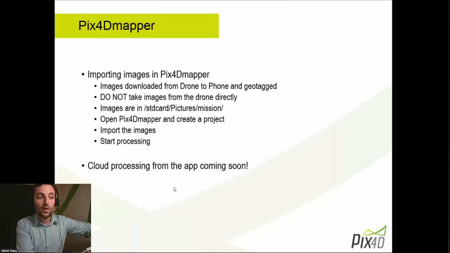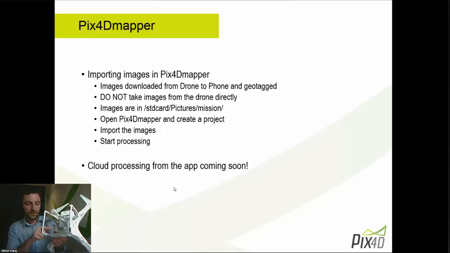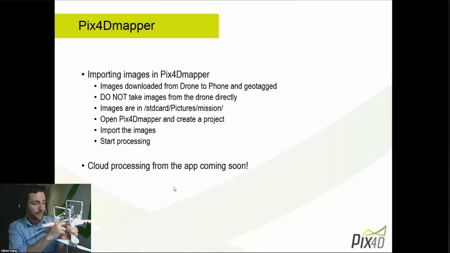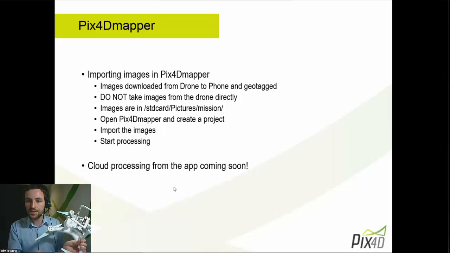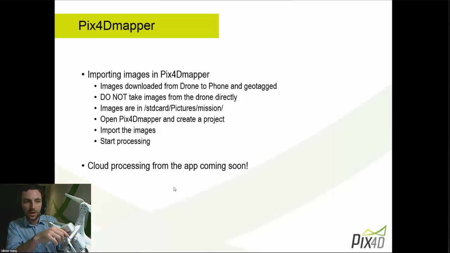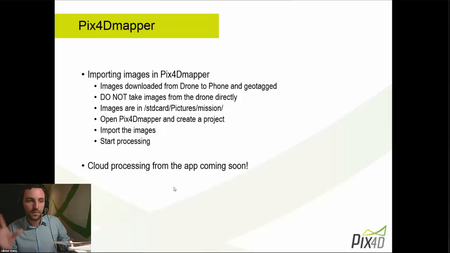The images are also saved on the SD card. However, the pictures are not geotagged correctly because they are geotagged directly by the drone, and the geotags are of very bad quality. So we really recommend not to take the pictures from the drone, but to take the pictures from your phone.